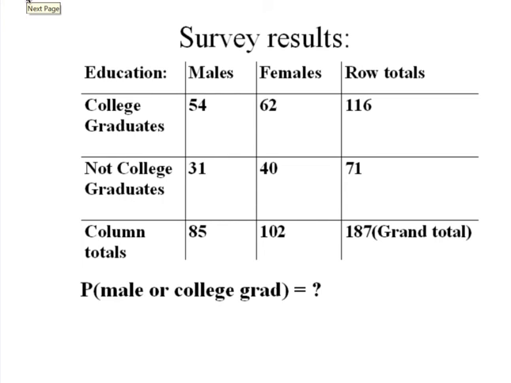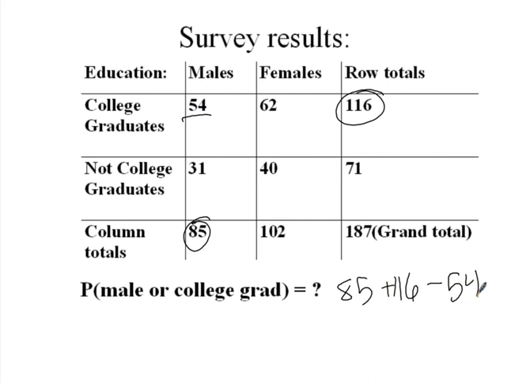Male or college. So now I'm going to grab the 85 that are the males, and I'm going to add it to the 116 that graduated from college. But now this 54 got counted twice, so I'm going to have to take away the 54. So real quick, 85 plus 116 minus 54. I got 147 out of a grand total of 187.